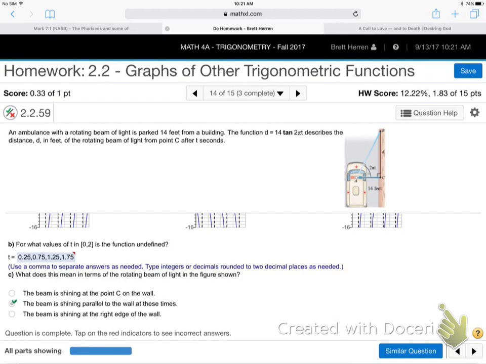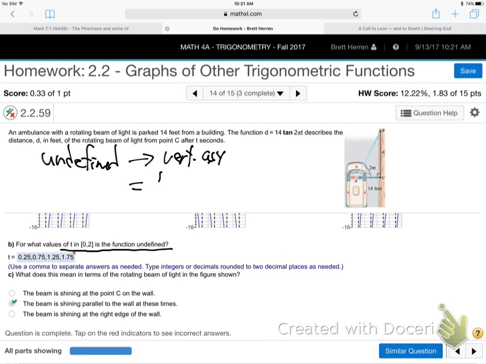So now, for what values of t is the function undefined? Well, they're saying, where are the vertical asymptote lines? Because that's what it means to be undefined. You with me on that? Undefined means vertical asymptote. They're basically saying, look at that graph. Okay, so the answer was part A. Look at that graph now and show me where the vertical asymptote lines are.